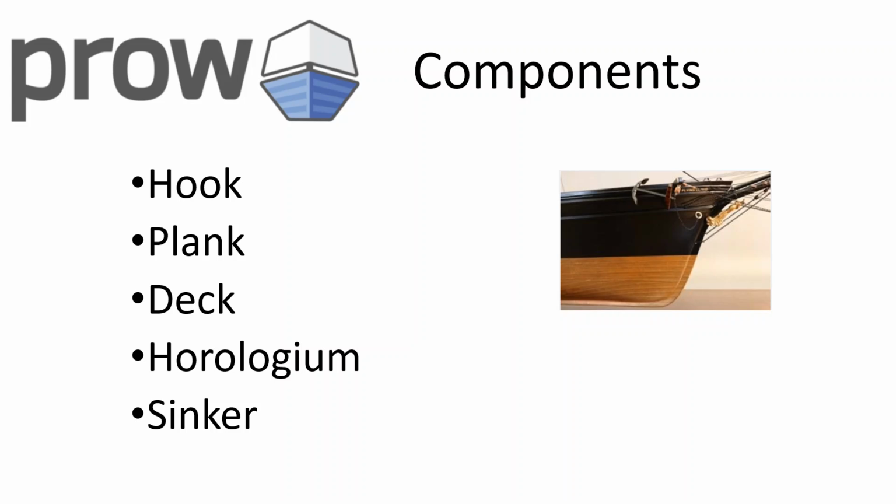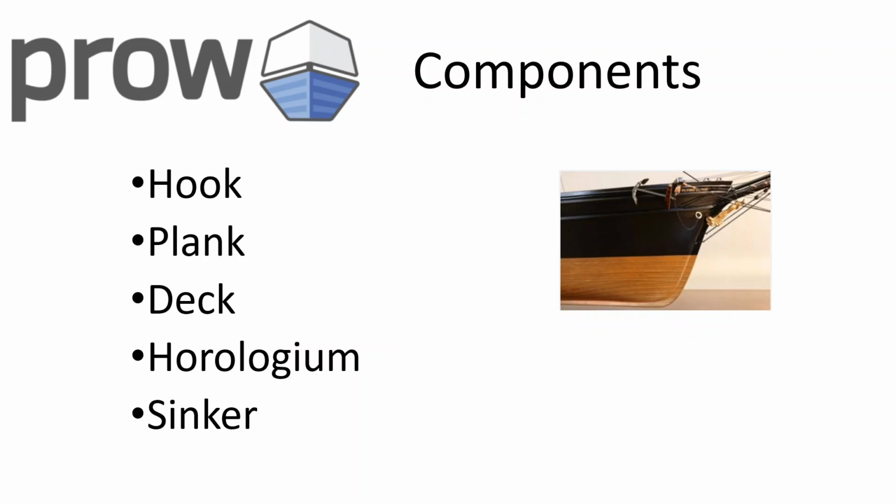Then comes the deck. In oceanic terms, at the bow it is called a forecastle deck. Amidships it is an upper deck, and at the stern it is called the poop deck. In Kubernetes terms, the deck serves as a UI or user interface for the history of jobs that ran in the past or are currently running.